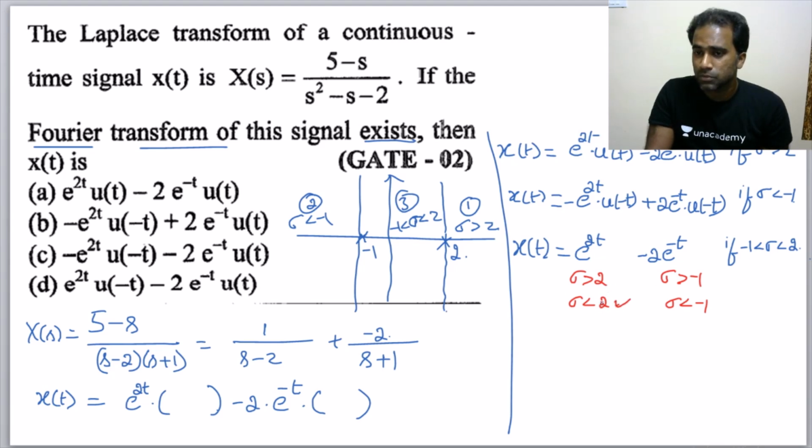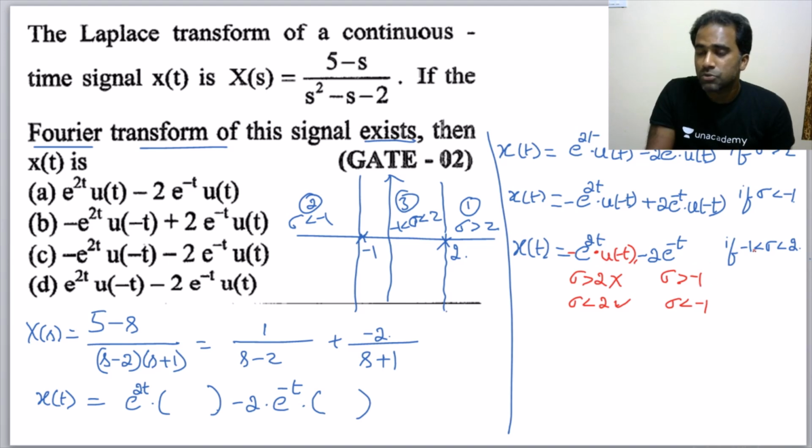Sigma less than 2 means minus infinity to 2 values. They have intersection with this, right? Sigma greater than 2 means 2 to infinity. They don't have intersection with this. So this is not having intersection. This is having intersection. So sigma less than 2. So it's a left-sided ROC, which means the pole 2 corresponds to a left-sided signal. So multiply it with minus u of minus t.